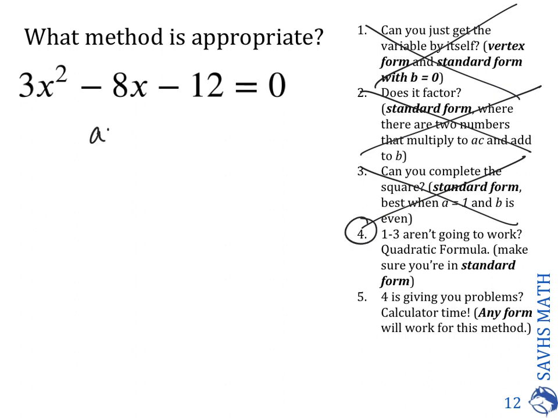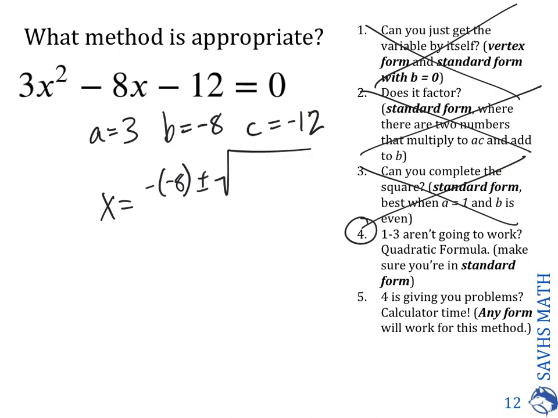So A is 3, B is negative 8, C is negative 12. I encourage you to write out what those things are before you start the problem. It just helps you remind yourself and stay focused. So x equals negative 8 plus or minus the square root of negative 8 squared minus 4 times 3 times negative 12, all over 2a.